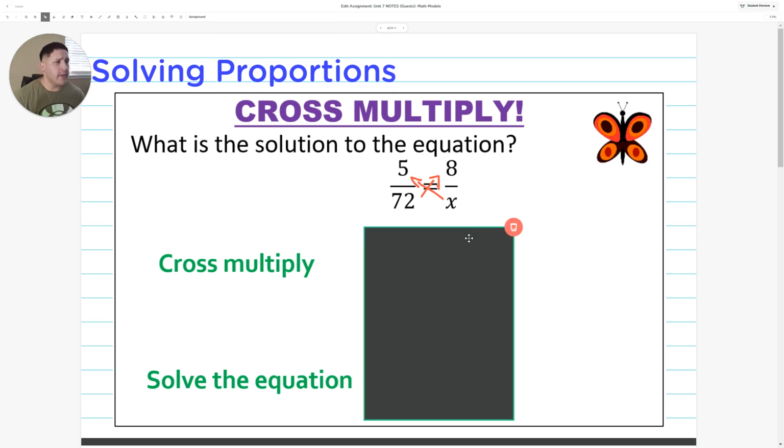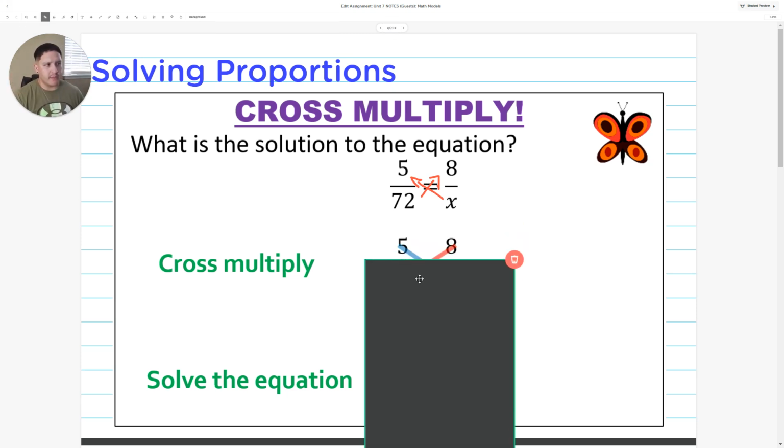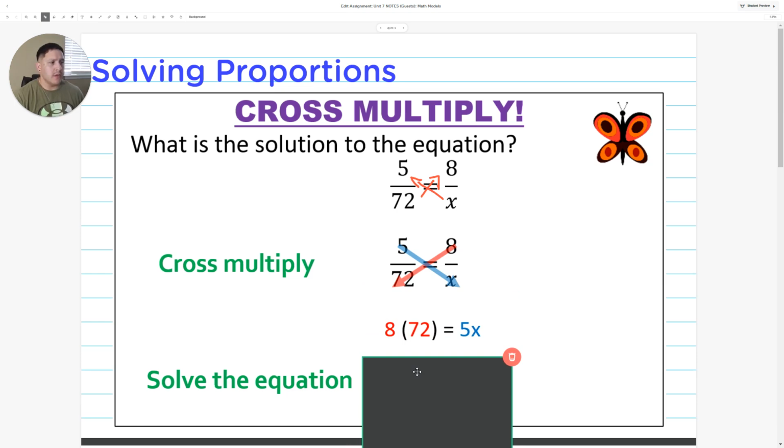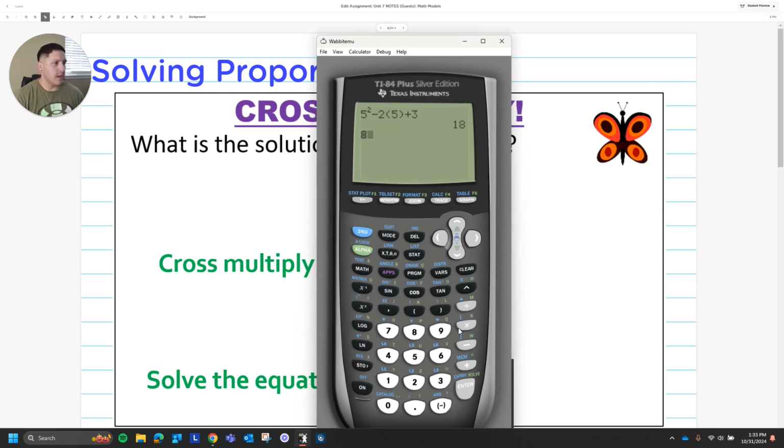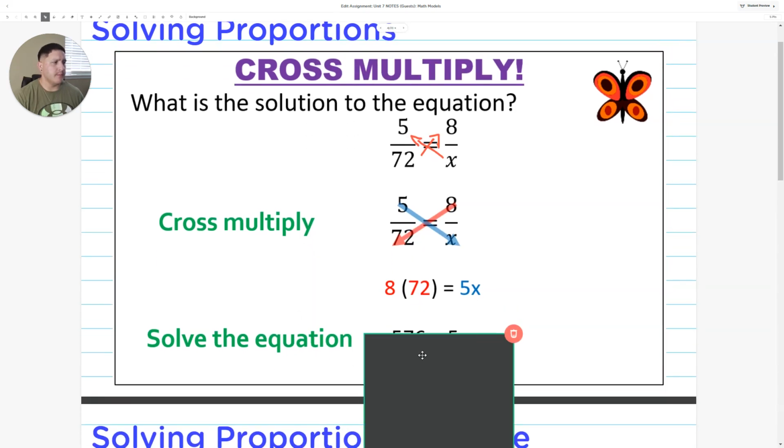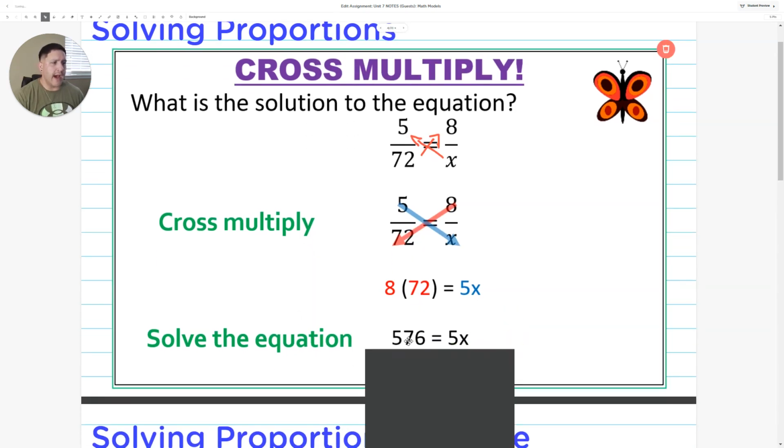So there's different ways to show this, but ultimately, it's going to be 5 times x is equal to 8 times 72. So what is 5 times x? We don't know. We just simply put 5x right there. And then what is 8 times 72? 8 times 72 is 576. So now we have 576 is equal to 5x.